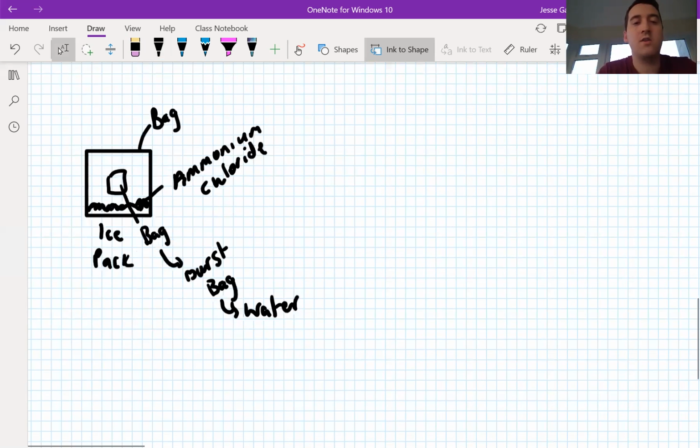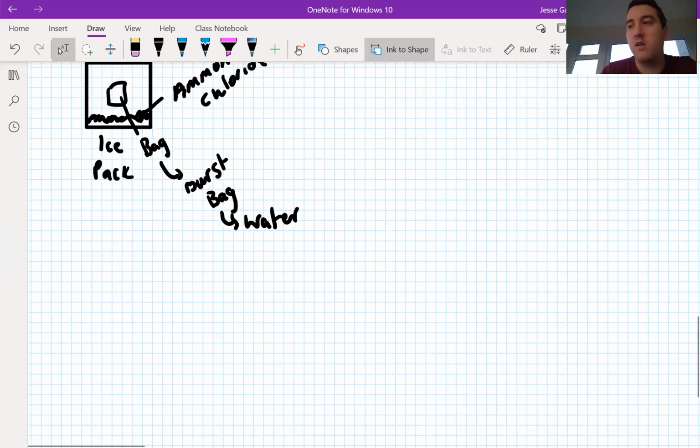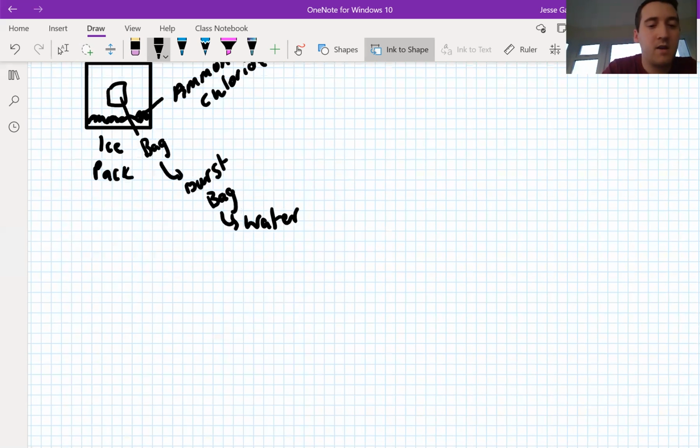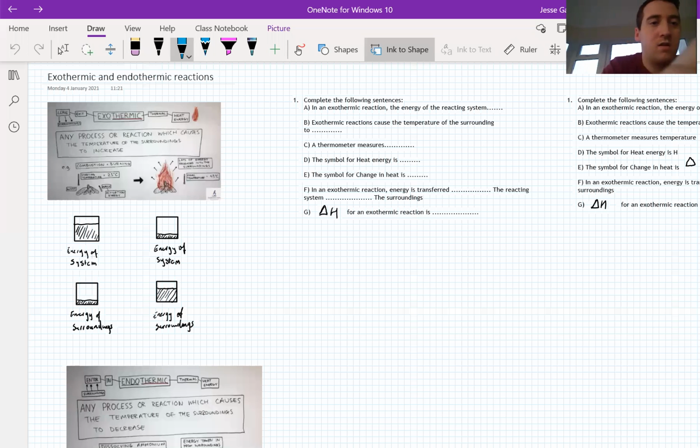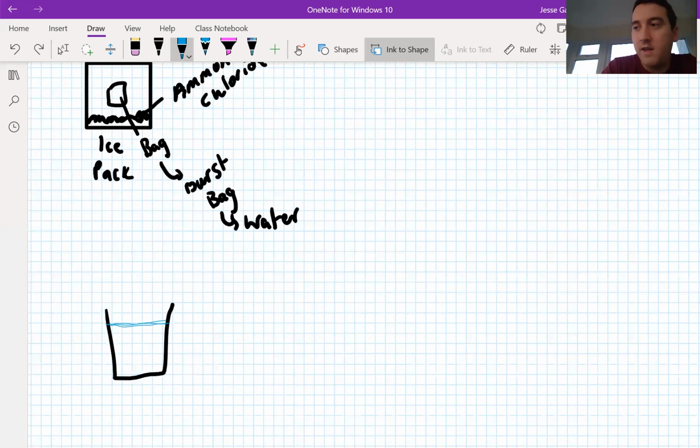Now, just say for instance, we're going to do the same reaction. We're going to eliminate the ice pack. We're going to eliminate the bags, and we'll just do it in the lab. So we're going to take a beaker, and inside the beaker, we're going to put H2O, the liquid water. And we're going to put in our thermometer to check the temperature.